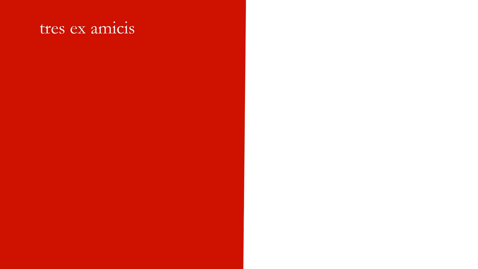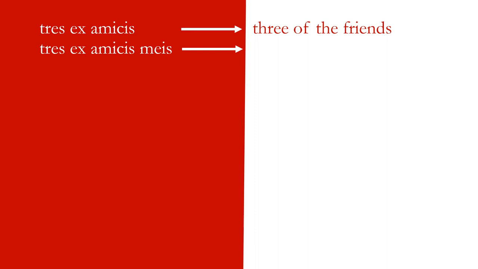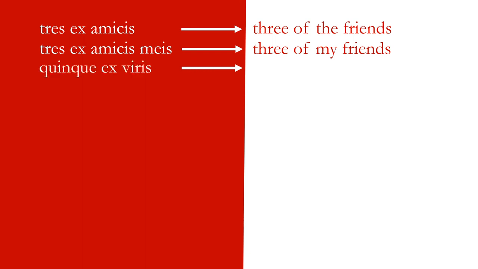So tres ex amicis, this is now using numbers in these partitive expressions. Three of the friends. Tres ex amicis meis, three of my friends. Quinque ex viris, five of the men. Okay, we see we're using ex or de, we're saying it's out of, kind of like we're coming out of that circle of the whole.